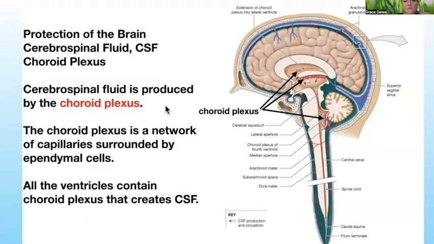The cerebrospinal fluid is produced by the choroid plexus, and choroid plexus is made of two elements, capillaries and surrounding ependymal cells, which, remember, we learned were one of the four support cells in the central nervous system. All of the ventricles contain choroid plexus that creates cerebrospinal fluid.